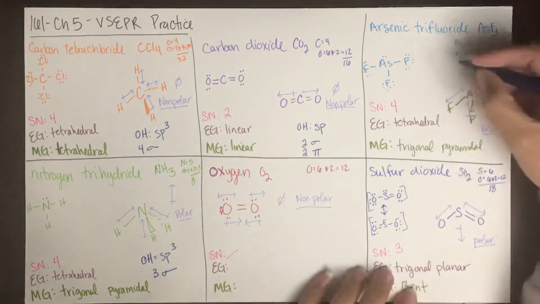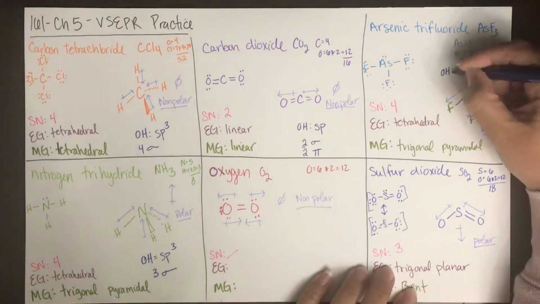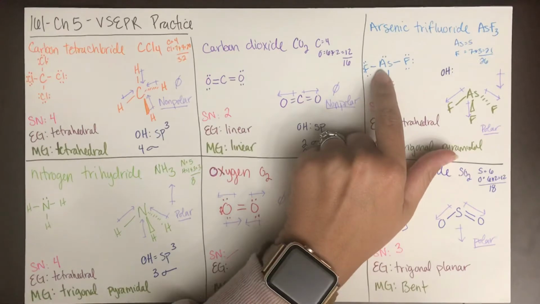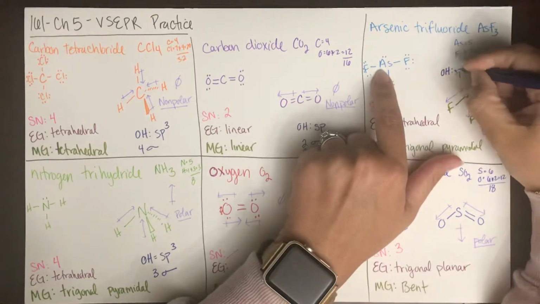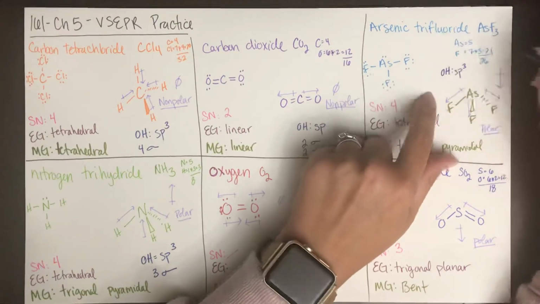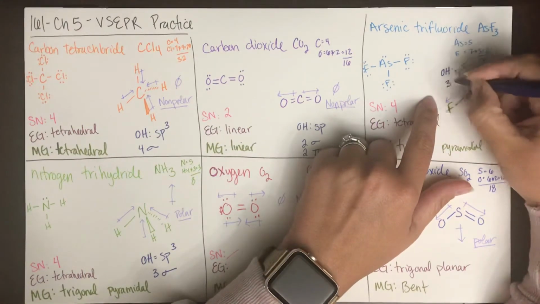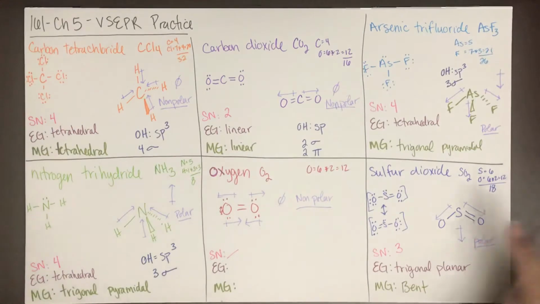Okay, here, again, orbital hybridization. If I have 4 regions of electrons around a central atom, it's going to be sp3 hybridized. And again, with 3 single bonds, it is going to be 3 sigma bonds.